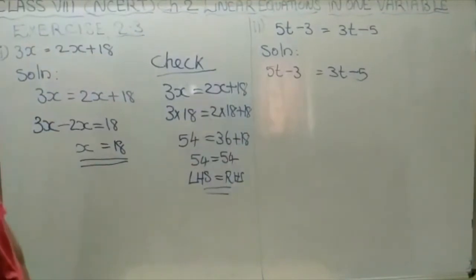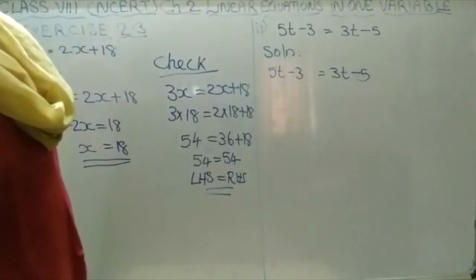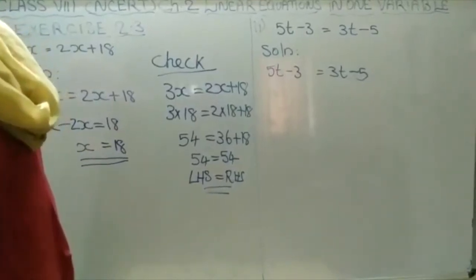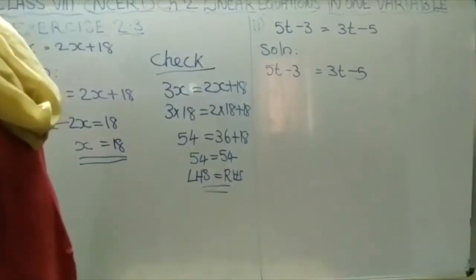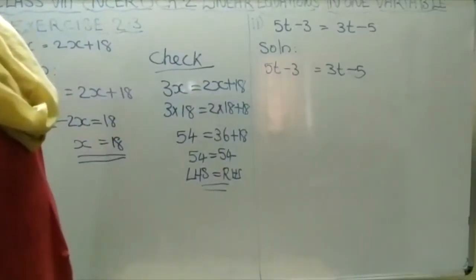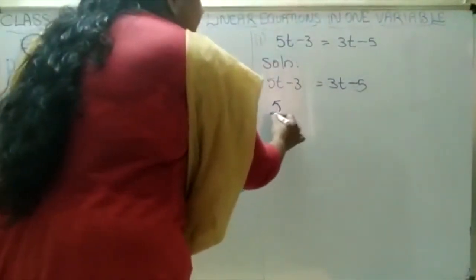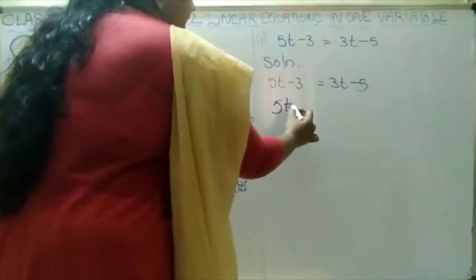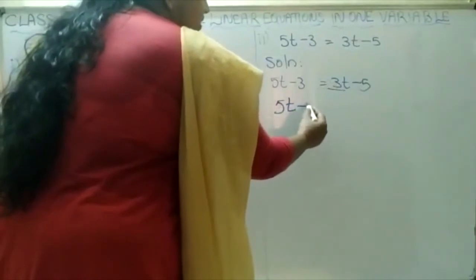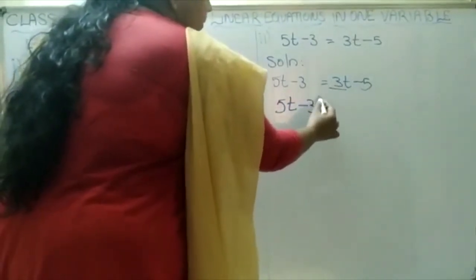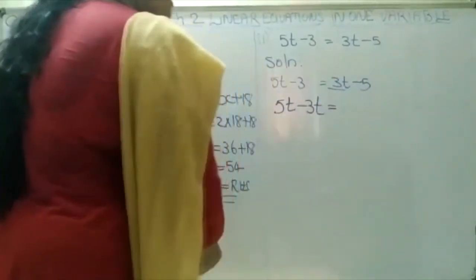Question number 2 is 5t minus 3 equal to 3t minus 5. So how to solve this one? First we take the variable on the LHS and shift the numerals to the RHS. We can see how to solve. Here we are taking 3t to the LHS. 3t has a positive sign, so if we shift it to the LHS, it will become minus 3t. Equal to, already 5 is there on the RHS.